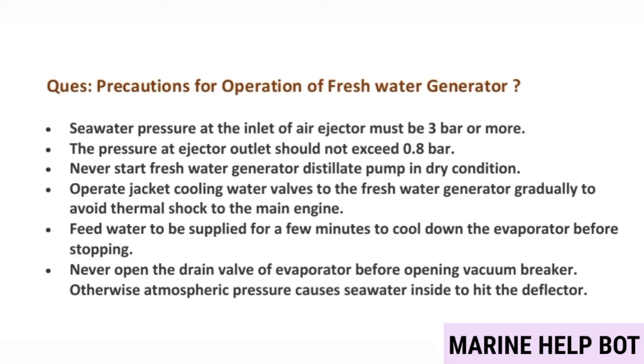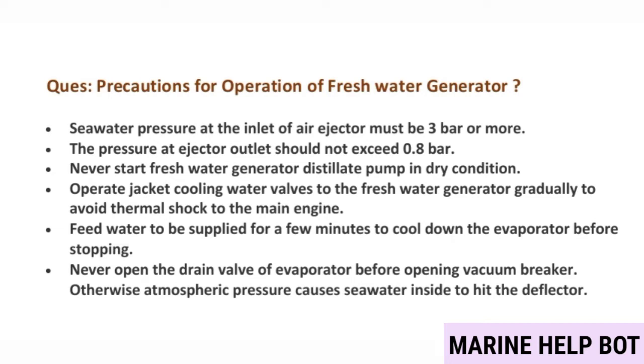Moving towards our next question, precautions for operation of freshwater generator. Seawater pressure at the inlet of the air ejector must be 3 bar or more. The pressure at the ejector should not exceed 0.8 bar. Never start the freshwater generator distillate pump in dry condition.